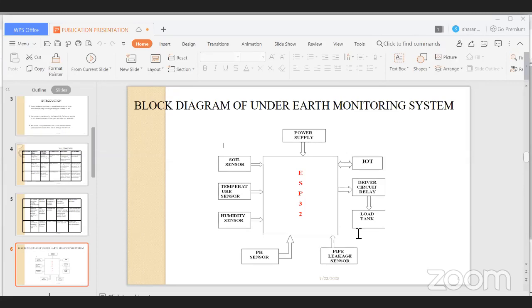Our paper has a block diagram of the underground monitoring system: power supply, IoT, the driver circuit relay, load tank, and pipe leakage sensor, which will detect the leakage. The pH sensor is an electronic device which is used to measure the hydrogen activity in a solution. It consists of a voltmeter attached to the pH responsive electrode. It ranges from 0 to 14 and the temperature is 0 to 80 degrees Celsius.